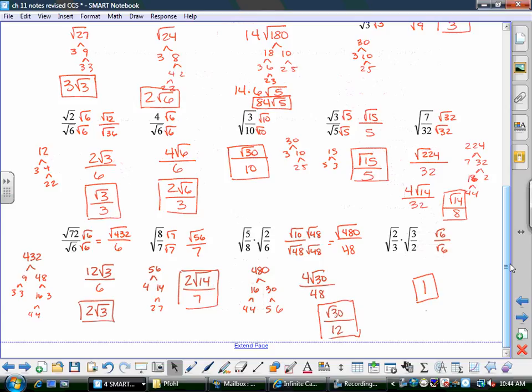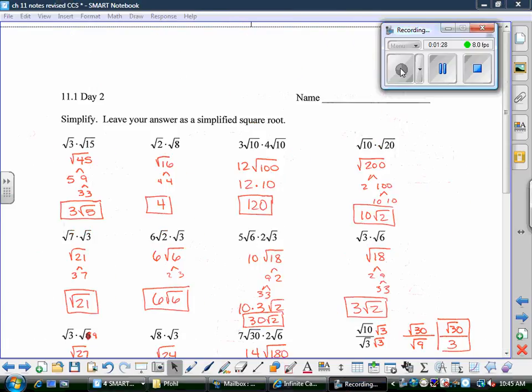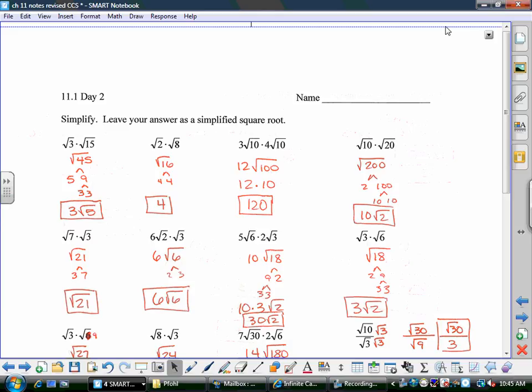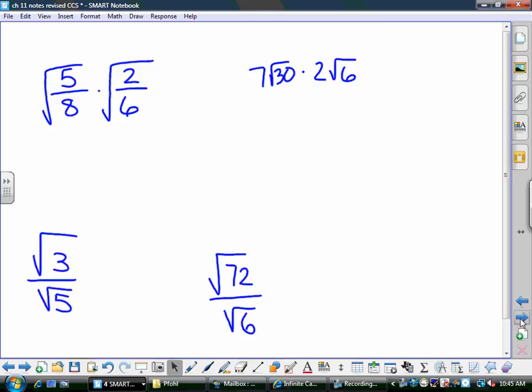Let's pick a few problems from that page to go over how to do. Here are a couple questions from the front side of the worksheet that we're going to go over. They're kind of all mixed around on the worksheet, so you'll have to find them. But that first one, square root of 5/8 times square root of 2/6, there's lots and lots of ways that you can do it.